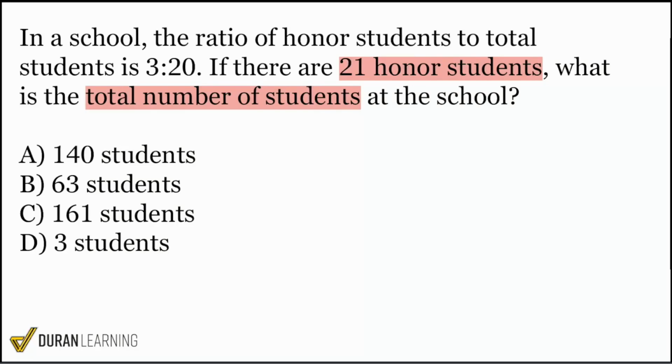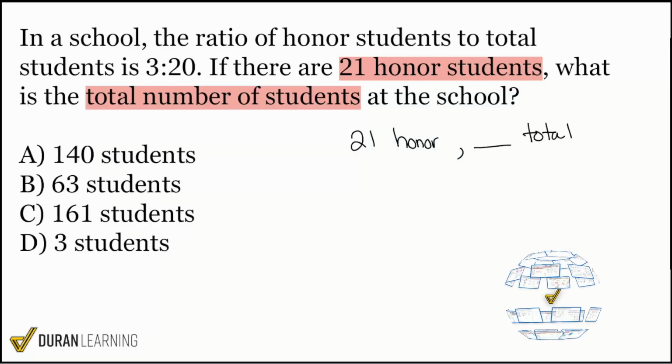Remember, everybody, what we want to do is set up our proportion based on what we're looking for and the related information to it. Here's what I mean. We're looking for the total and we are given 21 honor students. So I am going to write my comparison based off of that. Watch. 21 honor, short for honor students, compared with blank total.